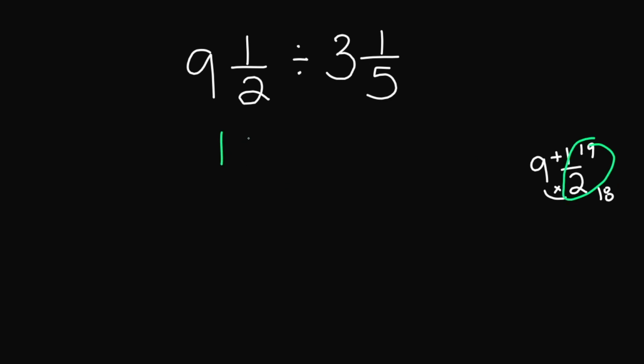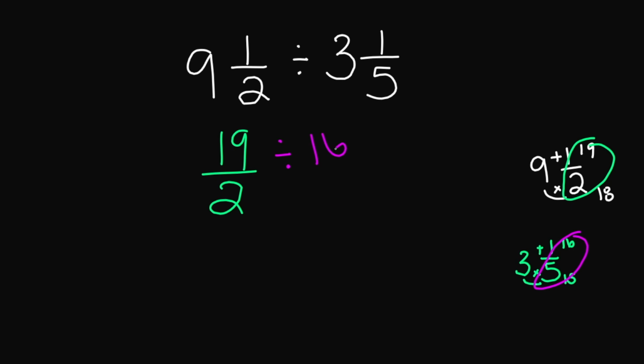So I'm going to write 19 over 2 here. Now let's look at 3 and 1/5. 3 times 5 is 15. Plus 1, this is going to be 16. So your improper fraction is going to be 16 over 5. So I'm going to write 19 over 2 divided by 16 over 5.